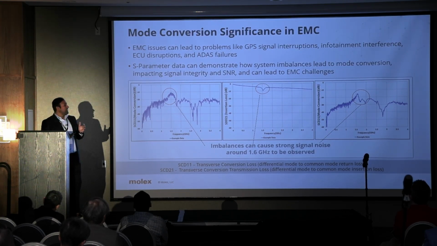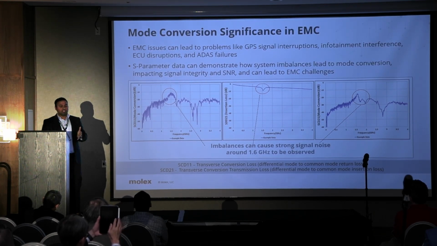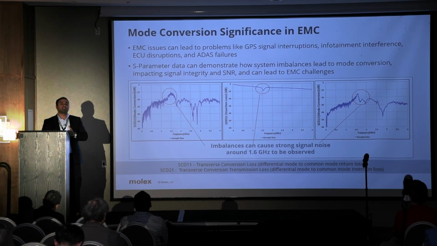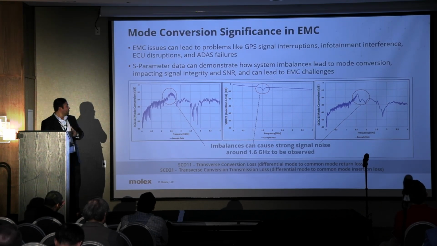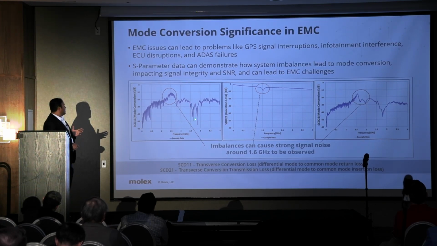And over here is the S-parameter example. As you can see, it shows how an imbalance in a system can lead to a mode conversion issue that can lead to signal integrity problems and an overall signal-to-noise ratio imbalance, creating EMC challenges. In these S-parameters, the two major parameters we showed are the SCD11 transverse conversion loss and conversion transmission loss.